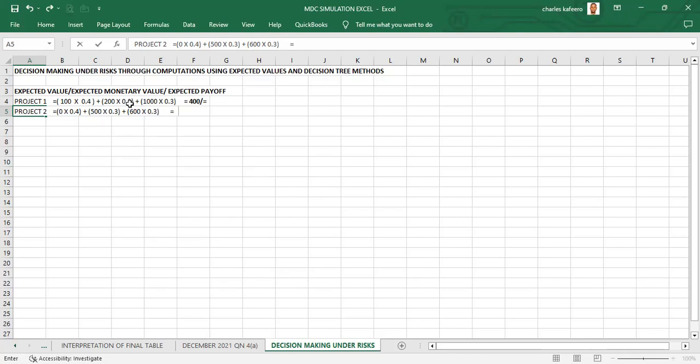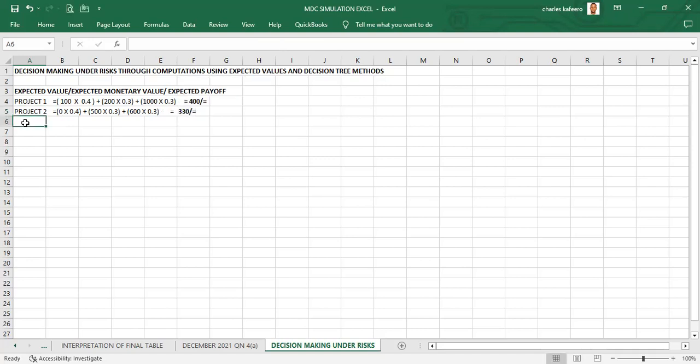The final figures, we say these figures are going to be in shillings. So when we do that, we shall get 330 shillings. So it is this that is going to be the outcome from that.